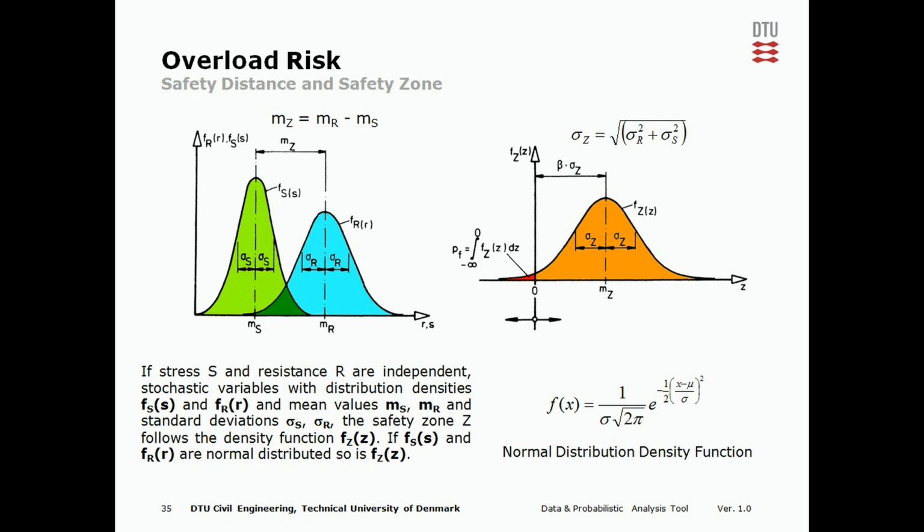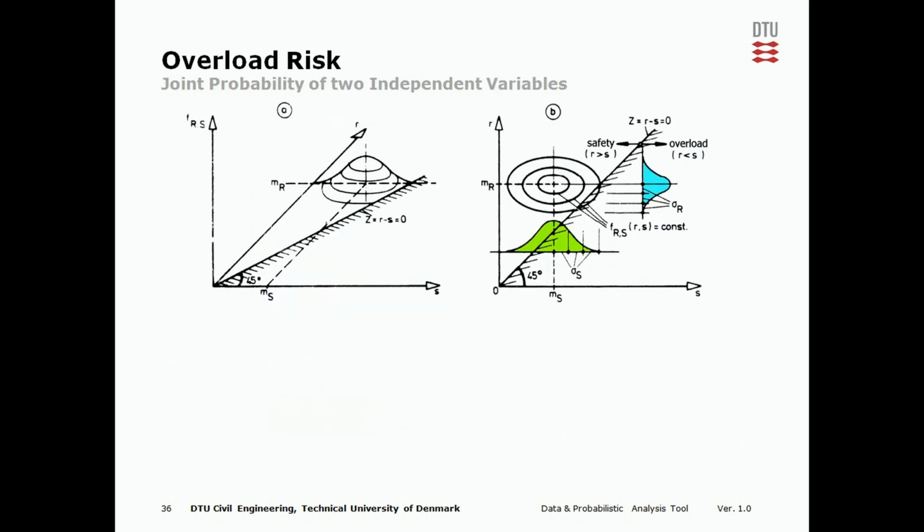So how do we do that? If we can assume that these two stochastic variables are independent of each other, we can calculate the joint probability between these two variables, and we can use that joint probability to define a safety level we find acceptable for the design of our structure.